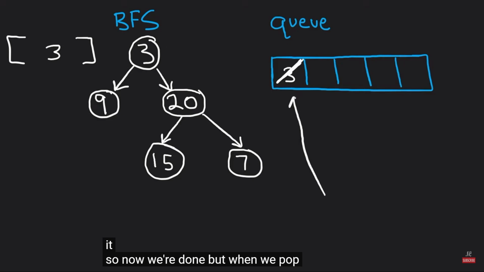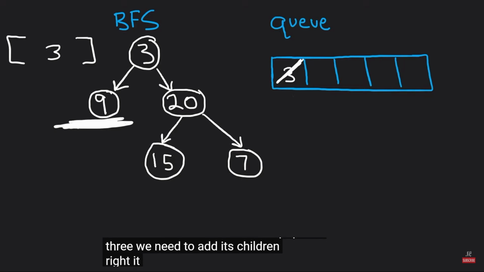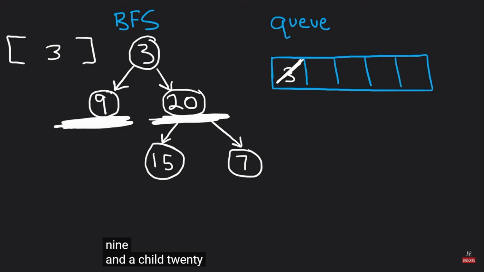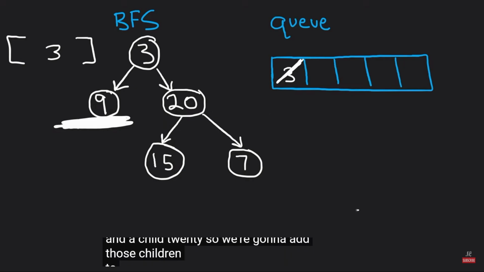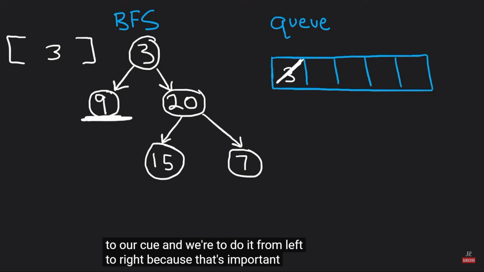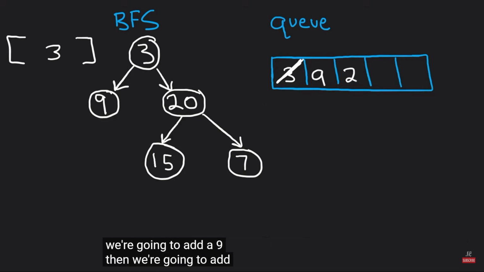But when we pop that 3, we need to add its children, right? It has 2 children. It has a child 9 and a child 20. So we're going to add those children to our queue, and we're going to do it from left to right because that's important, right? We're doing this from left to right. So we're going to add a 9, then we're going to add a 20.